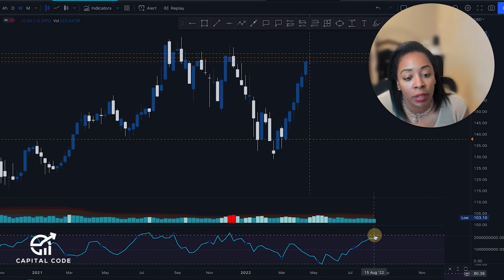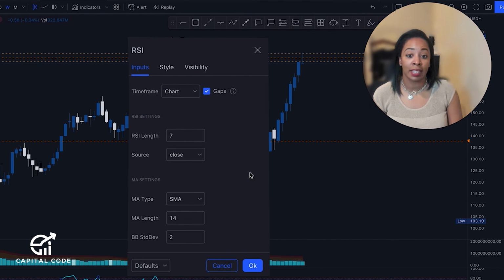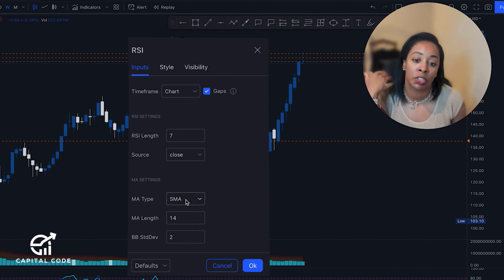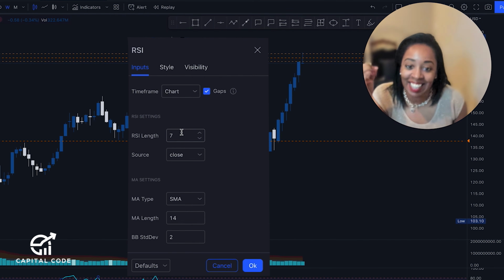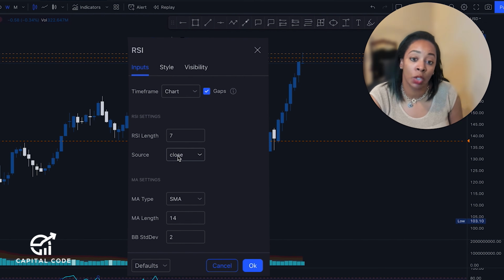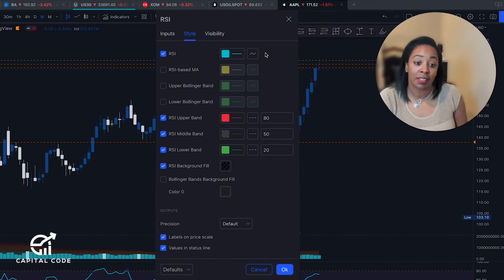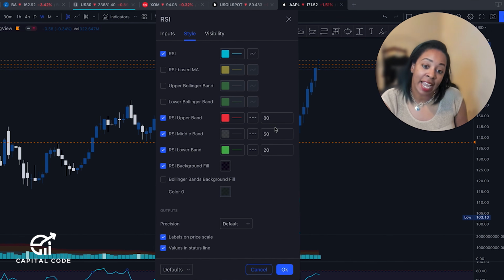Let me double click on this so you can see my settings. I have my settings right here, 14.2, and then I use the SMA, which is a simple moving average. Like I said, they're pretty much very similar. So RSI length is 7, and I focus on the close price. If we look at the style, for my upper band I have it at 80, and then my lower band I have it at 20.